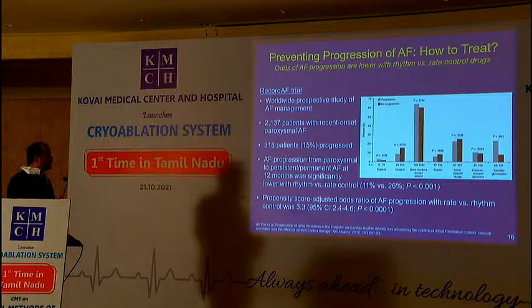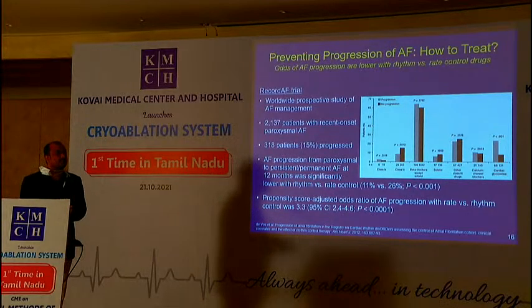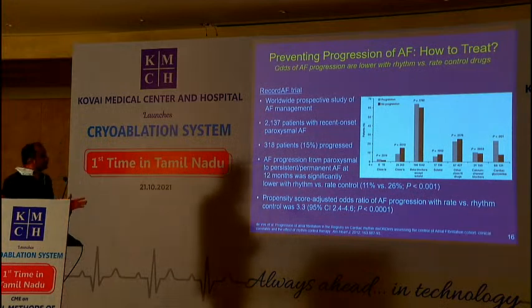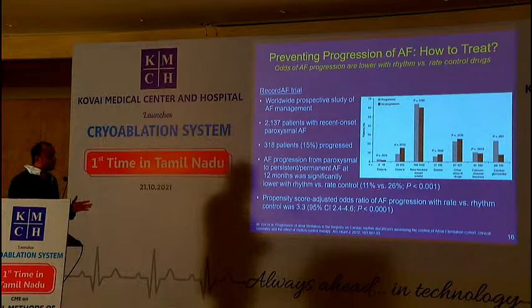AF progression from paroxysmal to persistent AF at 12 months was significantly lower when we used rhythm as a strategy compared with rate as a strategy. So when you try to bring the patient to sinus rhythm, most of the patients remained in paroxysmal form more than when they were allowed to be in a rate control strategy.